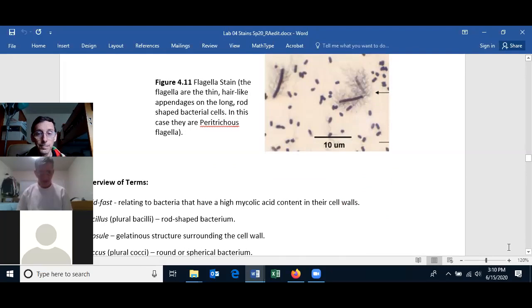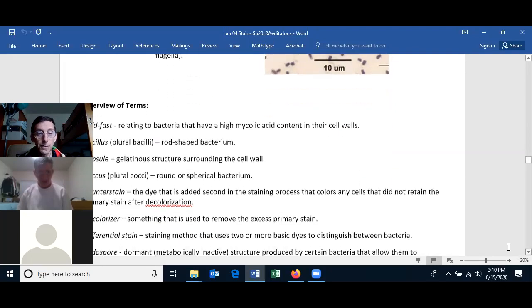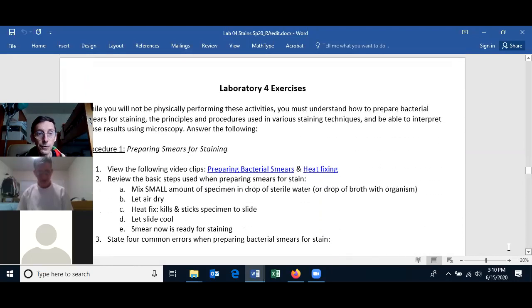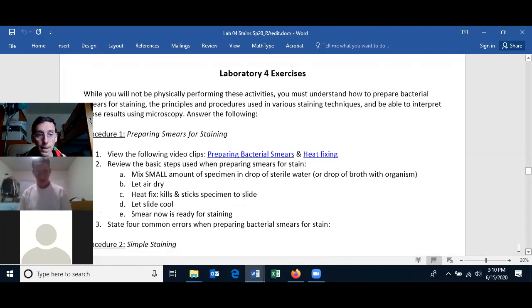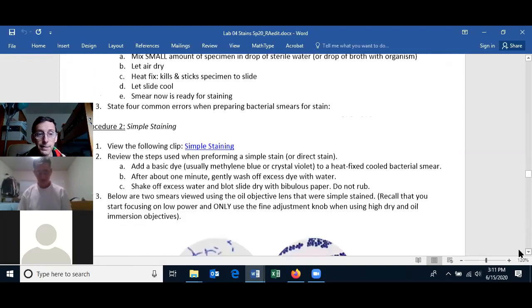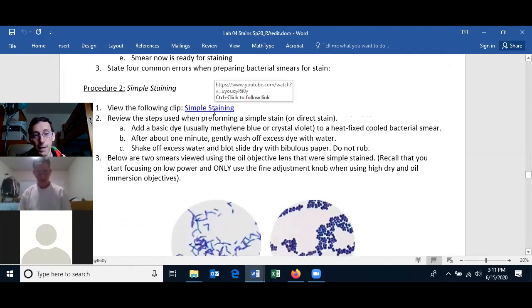Which it says there. All right, so learn the terms. I'll let you read over that. And then go through laboratory exercise 4. Do procedure 1. Click on the link preparing bacterial smears and heat fixing. Know the procedure. We'll hold you to that. And then know the procedure for a simple staining. There's a video you can watch on making a simple staining.